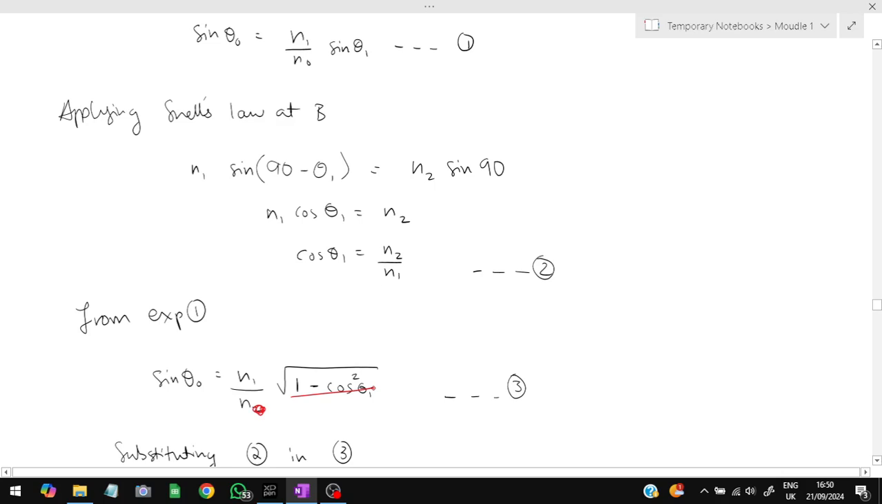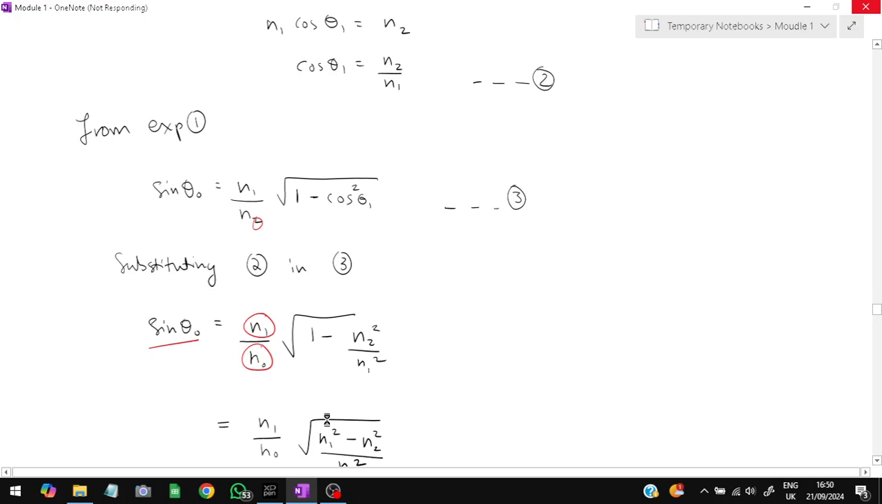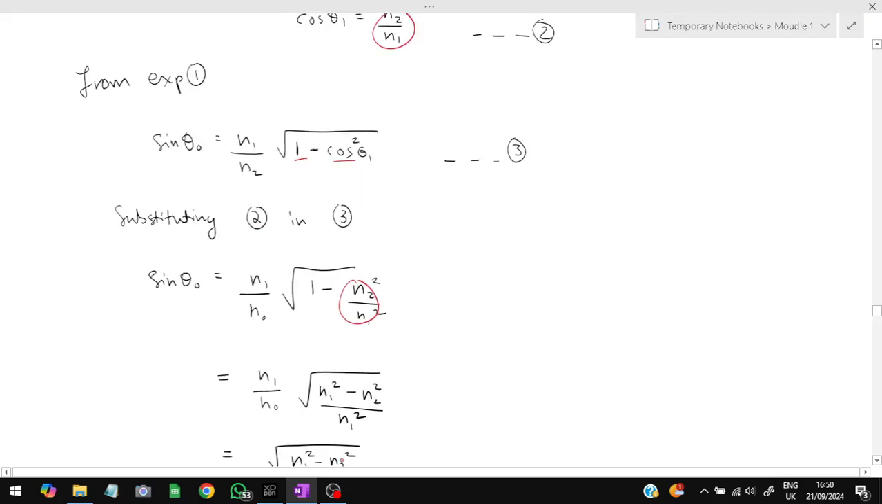So what will this become? Sin theta naught is equal to n1 by n naught, and here we'll have the square root of 1 minus cos squared theta 1, written as n2 by n1 squared. Simplifying it, very simple math, what we obtain is the square root of n1 square minus n2 square divided by n1 square. So n1 square will be taken out of the root, so it becomes n1. Here also n1 is there, both will get cancelled, so it will be the square root of n1 square minus n2 square divided by n naught. Got my point? So this is the value of sin theta naught.